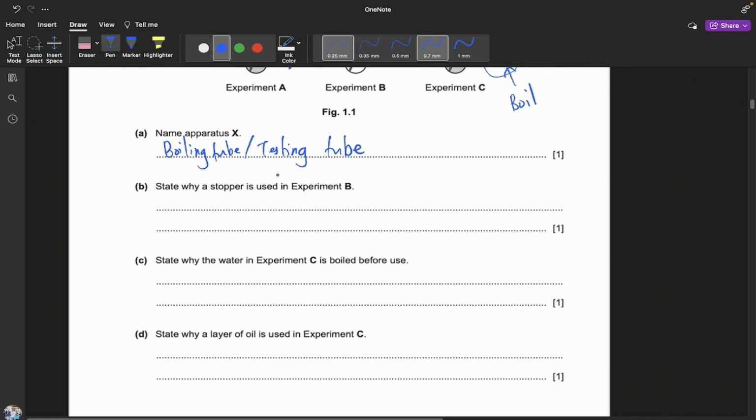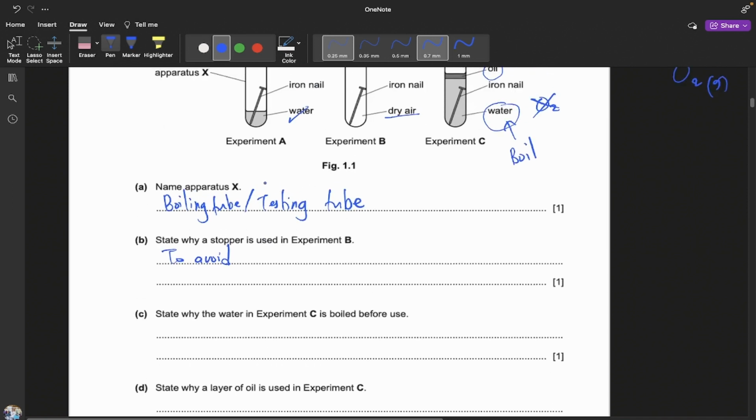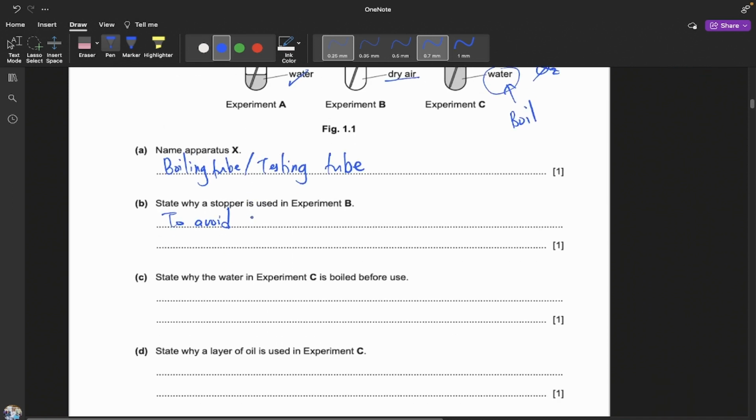State why a stopper is used in experiment B. We can simply write: to avoid water vapor getting in contact with the nail.